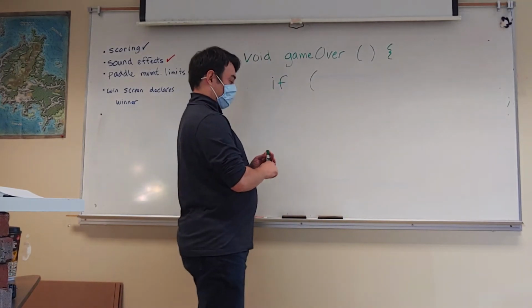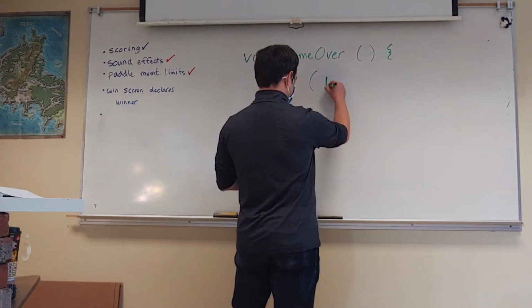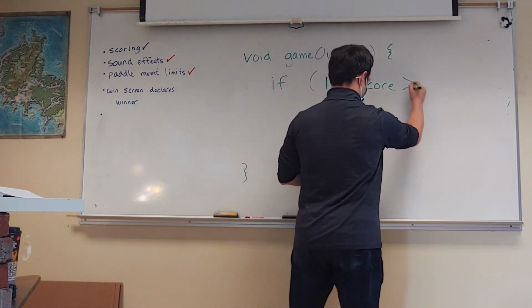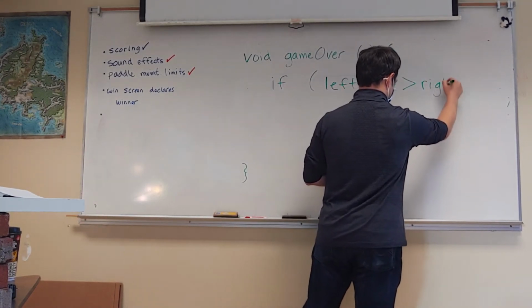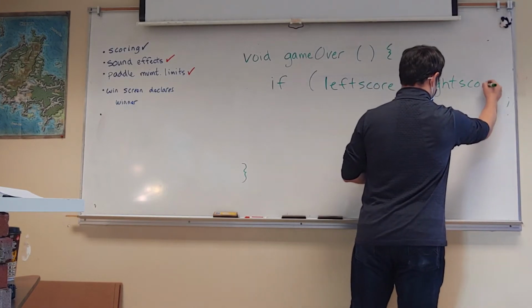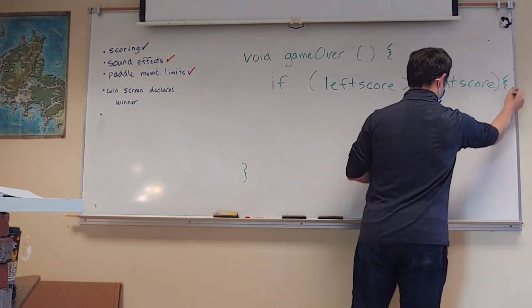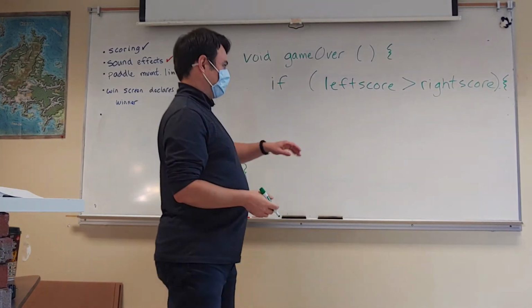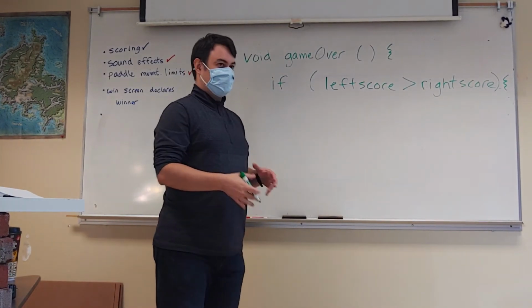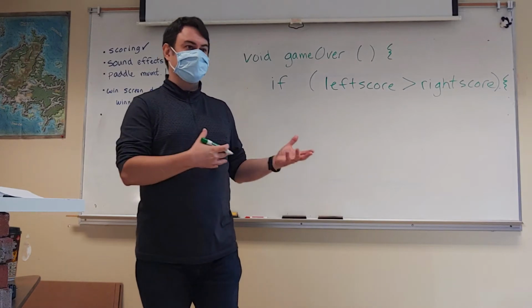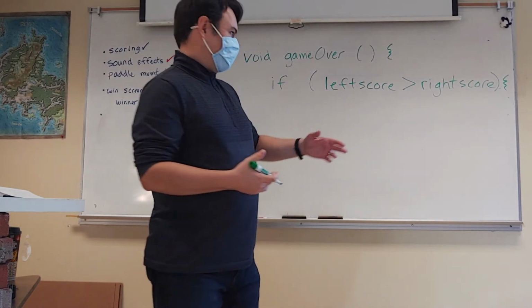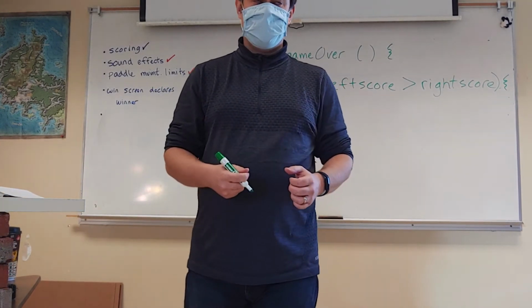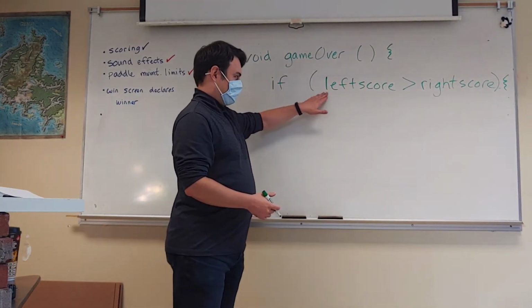So I have a left score and a right score variable. So I would just say something like, hey, if left score is greater than right score, there shouldn't be a tie. It shouldn't be possible. So I wouldn't even worry about that possibility. So if left score is greater than the right score, well, the left person won. It doesn't have to be left or right. It could be pink versus black or whatever your situation is. But I know that this player won.